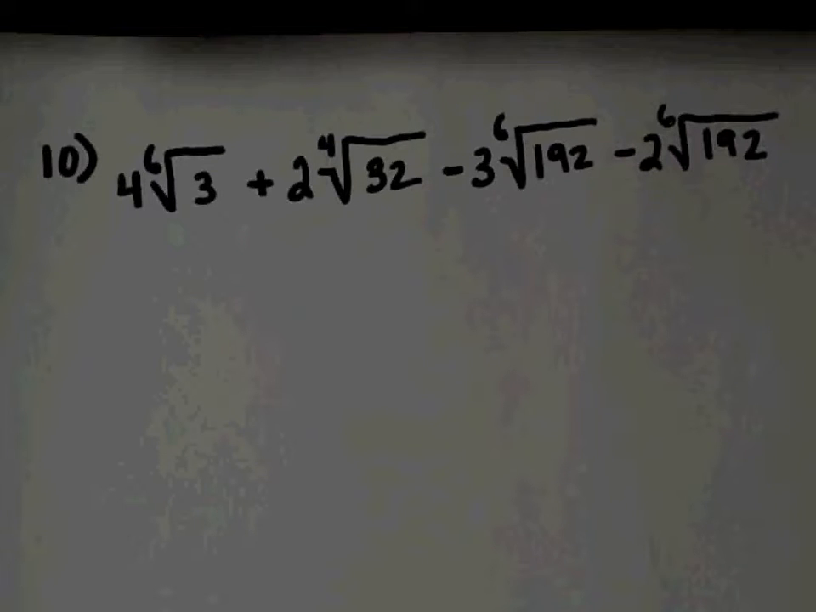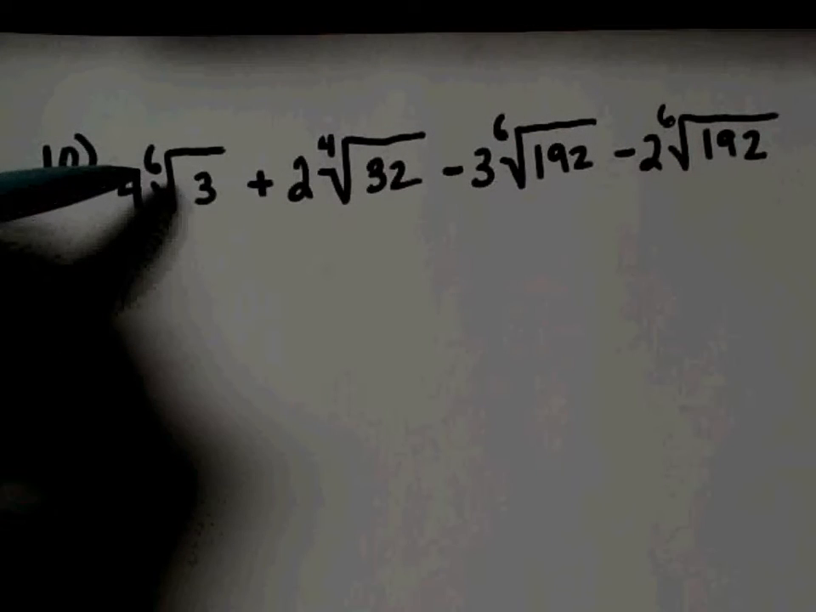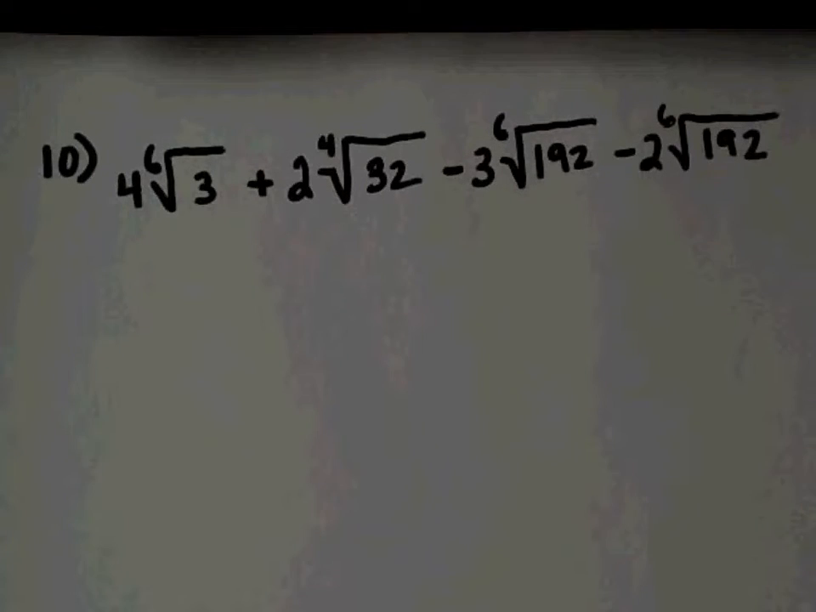All right. So the difference between this one and the one we worked a while ago is these have different powers for the roots, and so therefore we're not looking at square root anymore. We're looking at the 6th root and the 4th root.